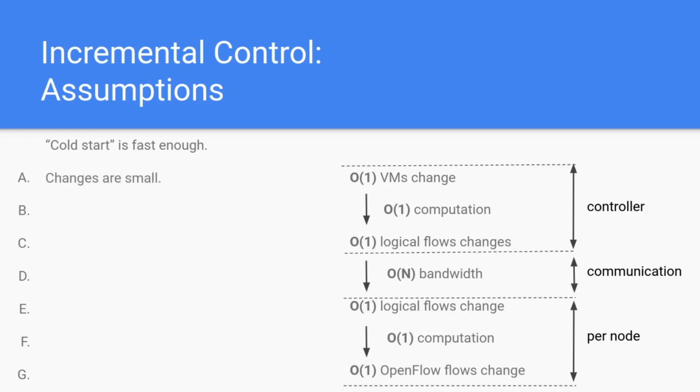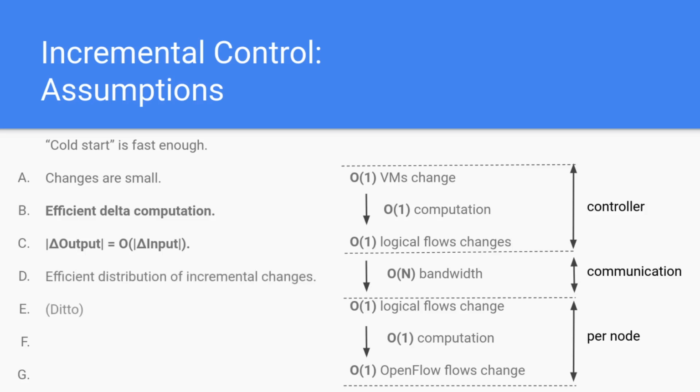So first, we're assuming that the changes are small. If the changes are big, then there may not be any benefit. A big assumption we're making is that we can efficiently compute the changes to our logical flows based on the changes to the virtual machine policy. We're also assuming that when there is a small change to the policy, there's a small change to the logical flows. Now, I've bolded B and C because these are significant assumptions that we'll come back to in later slides.